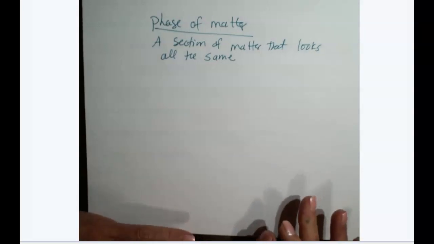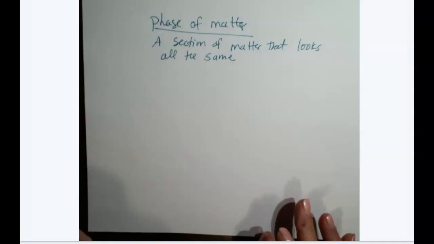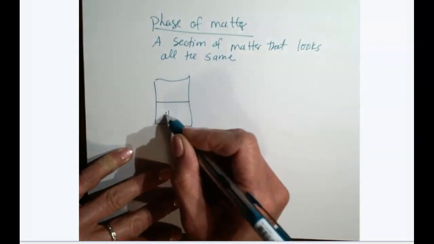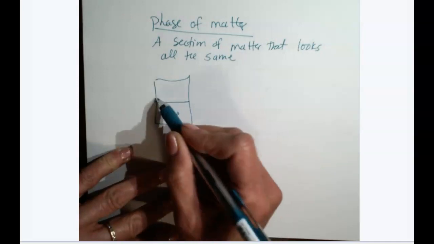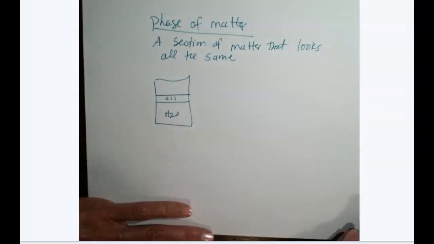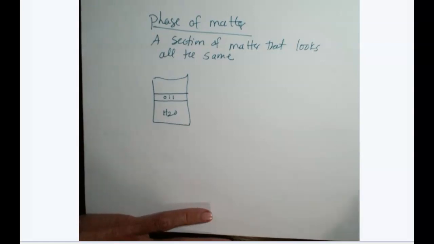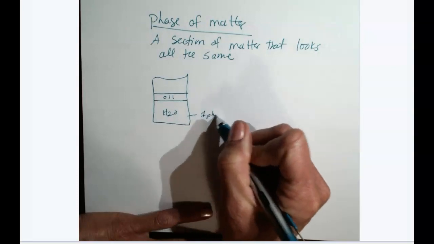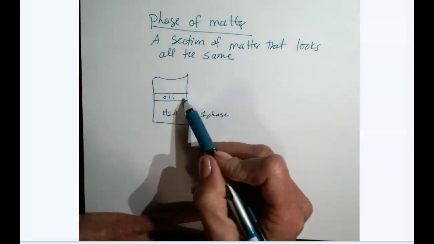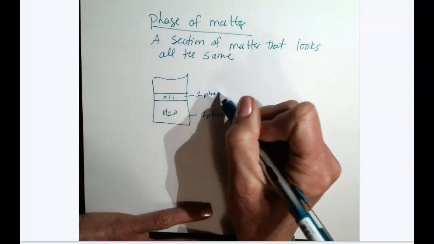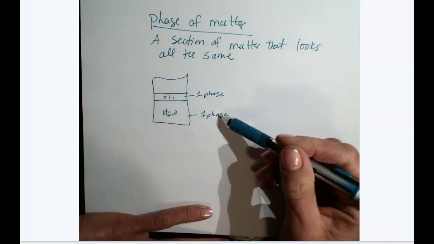So a phase of matter and a state of matter are quite a bit different. Let me give you an example here. If we have a beaker, and let's say I put some water in the beaker, and then I put some oil inside of that beaker. If you remember, oil is less dense than water, and it is going to float. So we have two phases of matter. We have our section of water that is all the same. This is going to be one phase. And then we have our section of matter, all of the oil, which is all going to look the same. And that is another phase. So right now we have two phases of matter.